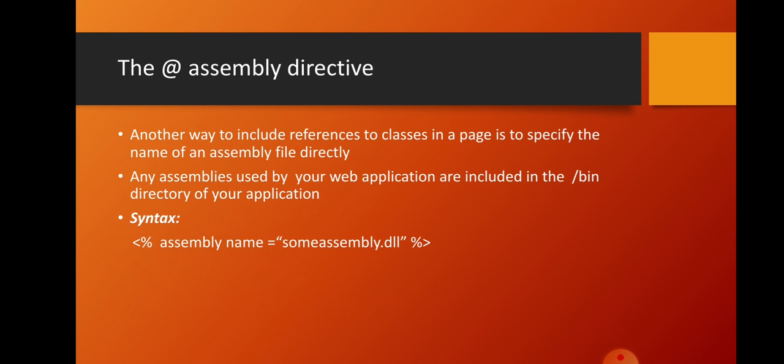Next, the assembly directive. It is another way to include references to classes in a page, which will specify the library files. Each and every library file in our web application is included in the bin directory. From our Java programming, we know that each and every class file must be stored inside the bin. Likewise, in ASP.NET, each and every assembly must be placed inside the bin directory. Here is the syntax: assembly name equal to some assembly.dll.